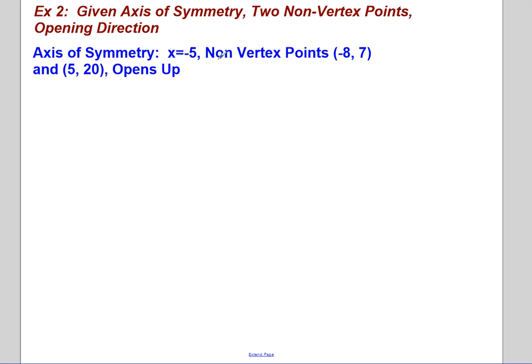All right, so let's go ahead and do the more complicated one. Here we're going to be given an axis of symmetry, 2 non-vertex points, and an opening direction. So again, we're going to use our vertex form. b is going to be 1. And we're going to plug in a couple things now. Since we have 2 unknowns, we're going to have 2 equations. So we're going to take turns. We'll do this one first, over here in A, okay? And we're going to plug in what we know.